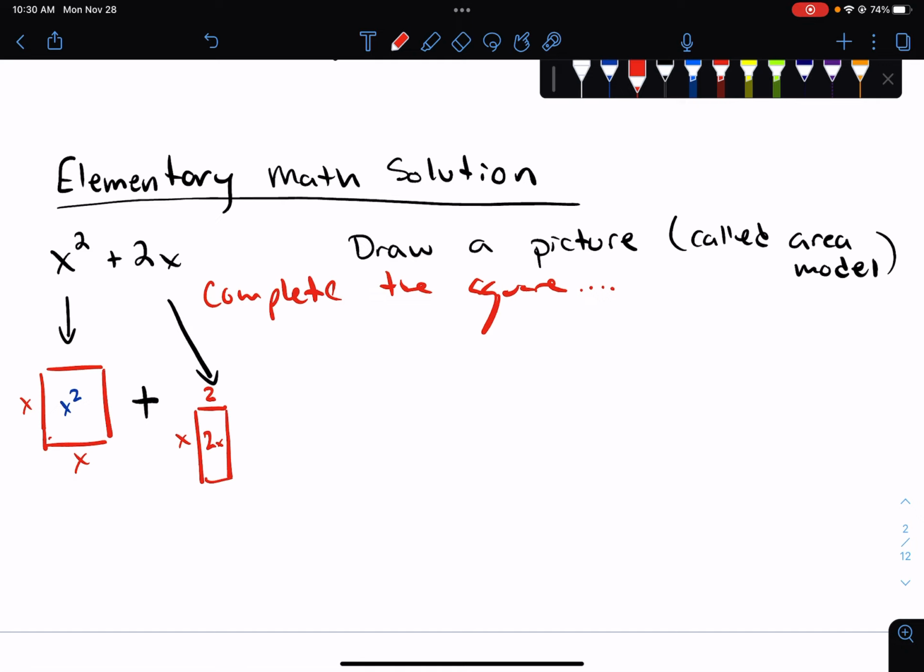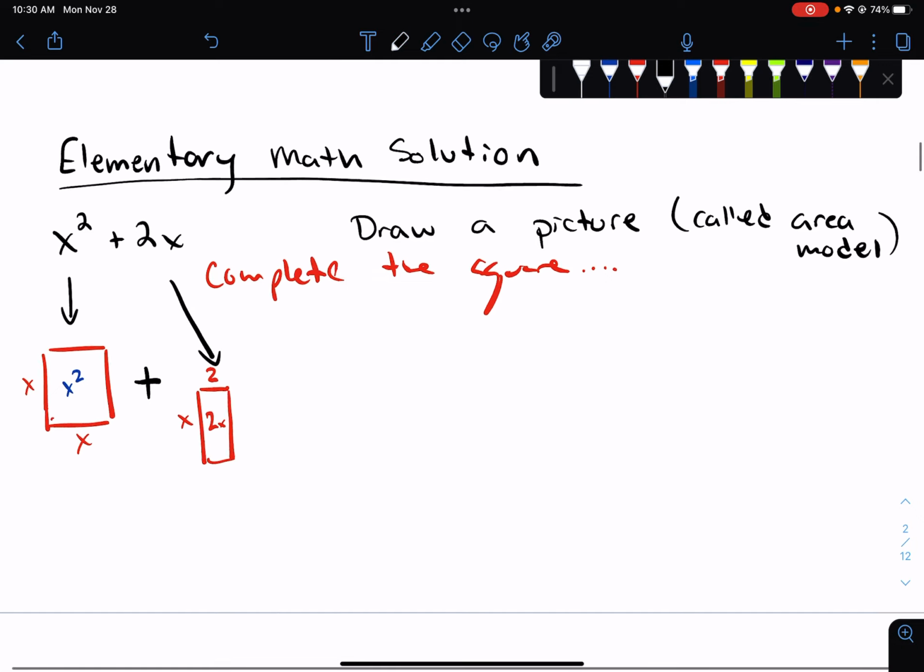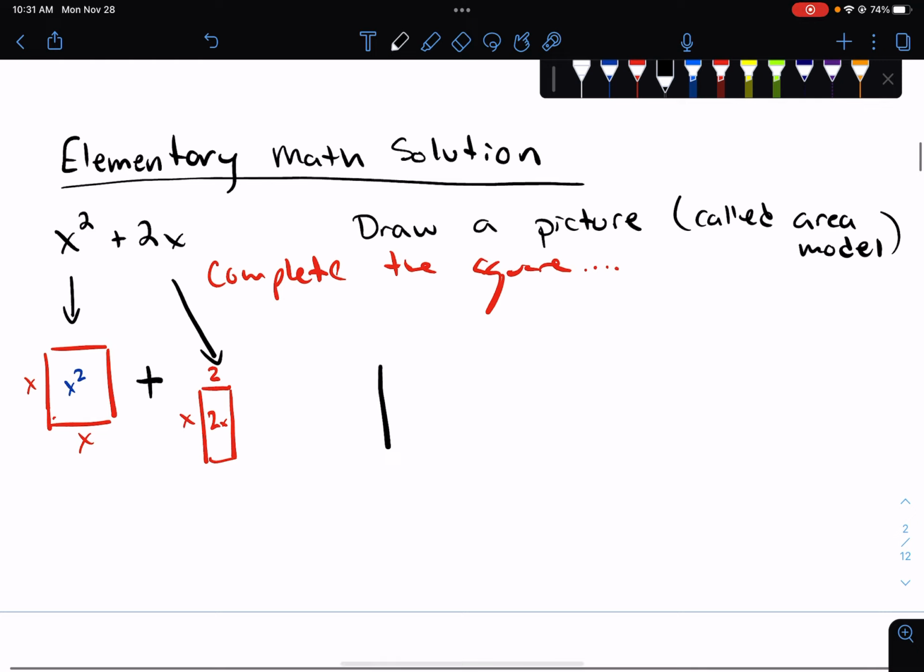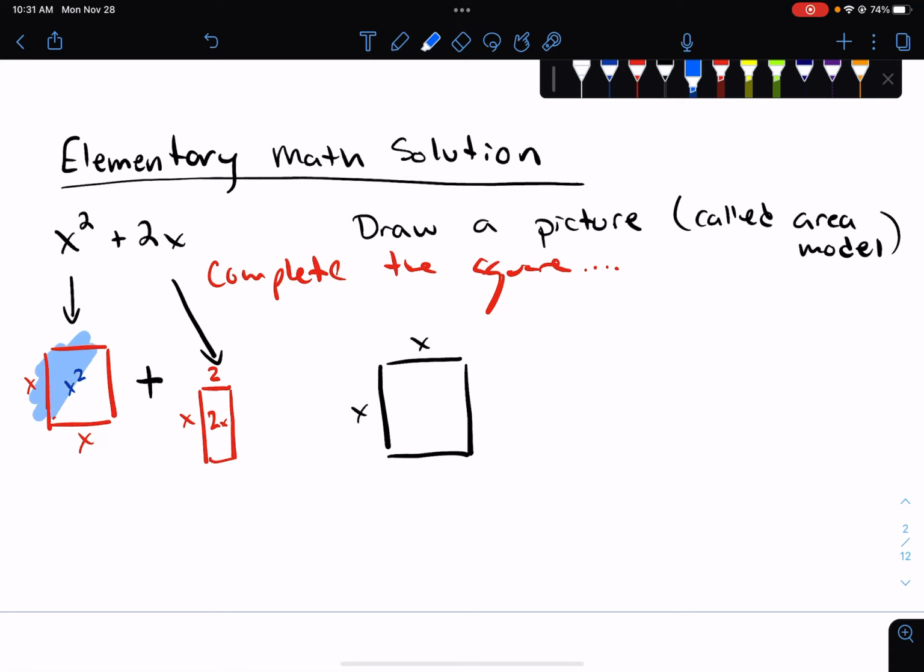All right, now here's how we do it. It's a lot easier than it sounds. I already have a square to start with. I've got this square that's x by x. That's this right here. And that gives me this shape right here. So now I've got to add this rectangle to it. But I don't want a rectangle. I want to keep this a square.